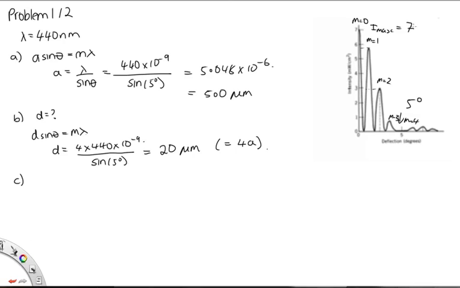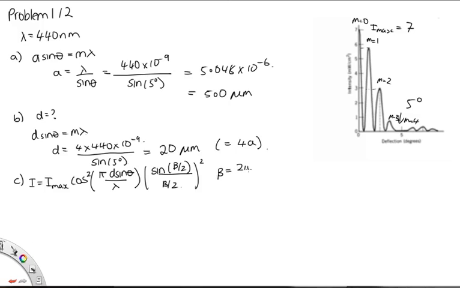So to do that, we combine the two formulas on the formula sheet, and we end up with the intensity is equal to the maximum intensity times cos squared of pi d sine theta over lambda, and then we need to multiply that by sine beta over 2 over beta over 2, and this is all squared, where beta is equal to 2 pi a sine theta over lambda. And let's refer to this as alpha.